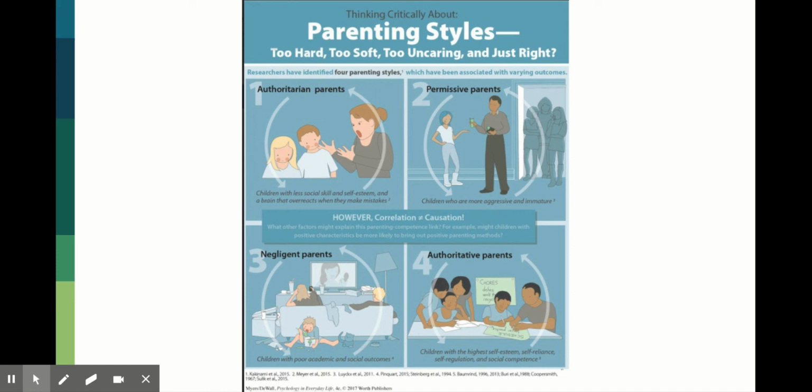One thing that's important to know about parenting styles is depending on the parenting style, we see different outcomes. The most positive outcomes, where we see the child that has a higher self-esteem, they're self-reliant, they can self-regulate, meaning they're in control of their own emotions, they're more socially competent, they had authoritative parents. So authoritative parents have the most positive outcomes in comparison to the other types of parents.